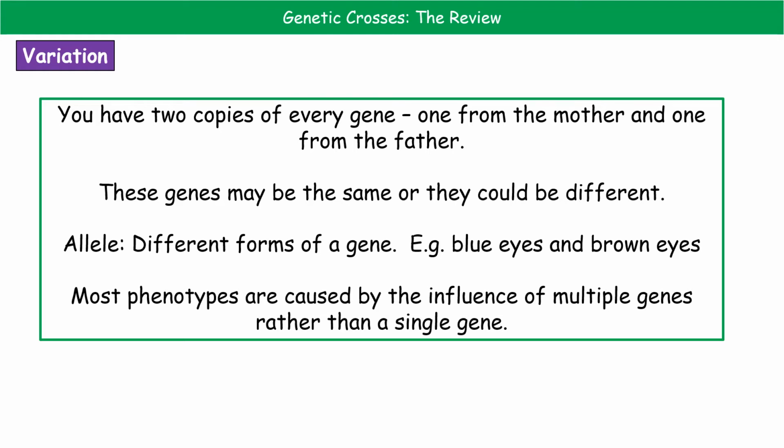We use this word allele, which refers to different forms of a gene. So you have a gene for eye colour, and then the different colours, so blue eyes, brown eyes, green eyes, etc., those are the alleles, the different forms of that gene. And what we actually find is when we're considering inheritance, then it's not quite as simple as you've got either this or this because of what you have in one gene. Usually the phenotypes are caused by multiple genes having an influence rather than just a single one.